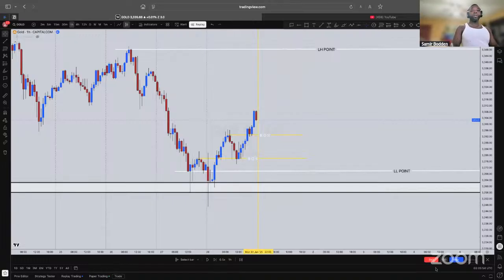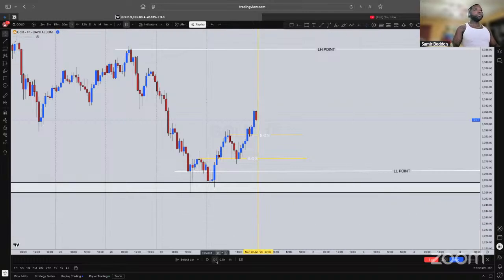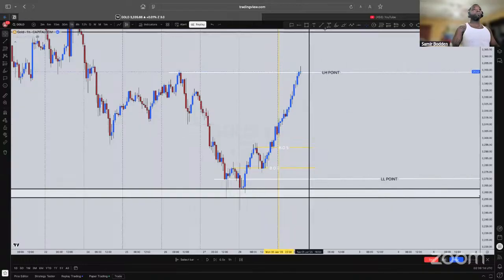We're gonna try and risk, let me put this up to 3. We're gonna try and keep one consistent risk, just the way we're supposed to trade. We're gonna keep one consistent risk over and over. So we're gonna let the market play out. We can see the market going all the way to the upside. So now we're back to the lower high point.